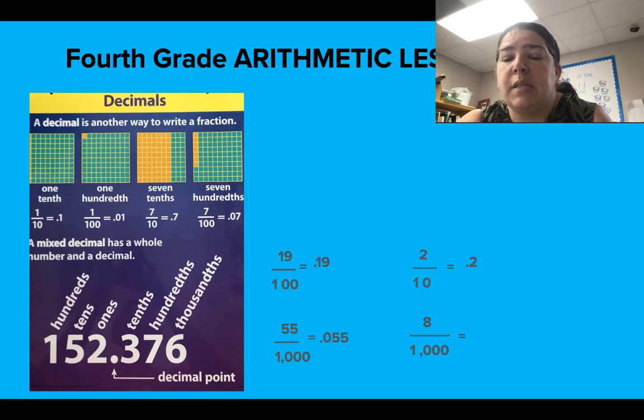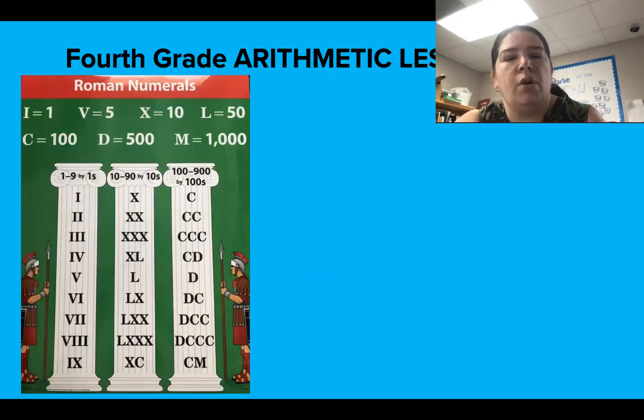So you have a decimal with 3 place values, but you only have an 8, which is 1 digit. We need to put in 2 zeros before the 8, so it looks like this. Excellent job. On your Roman numerals, let's take a look.